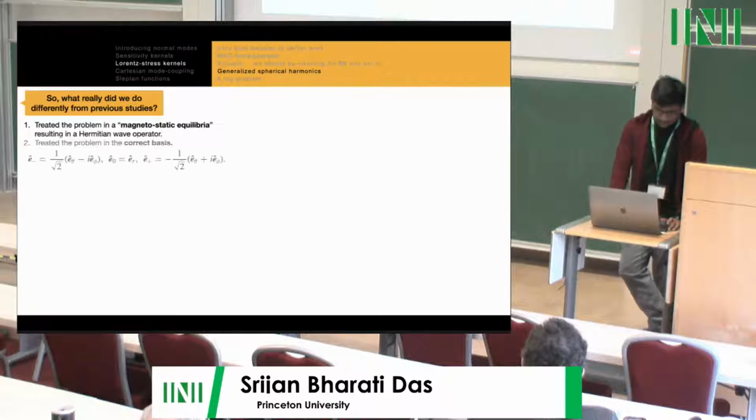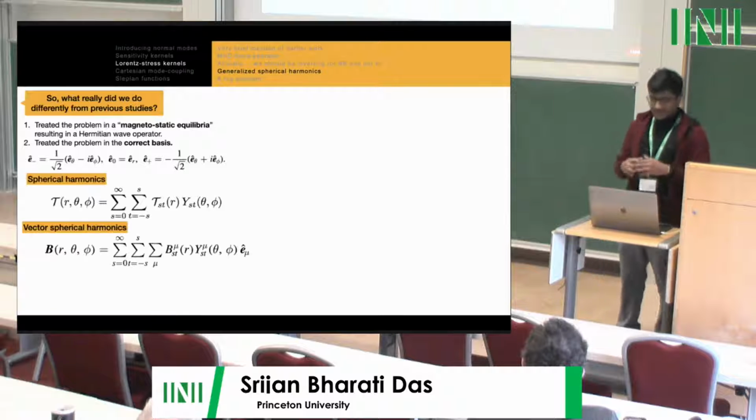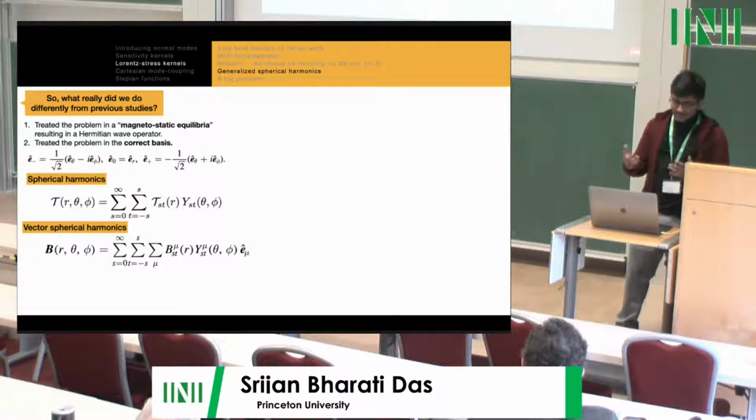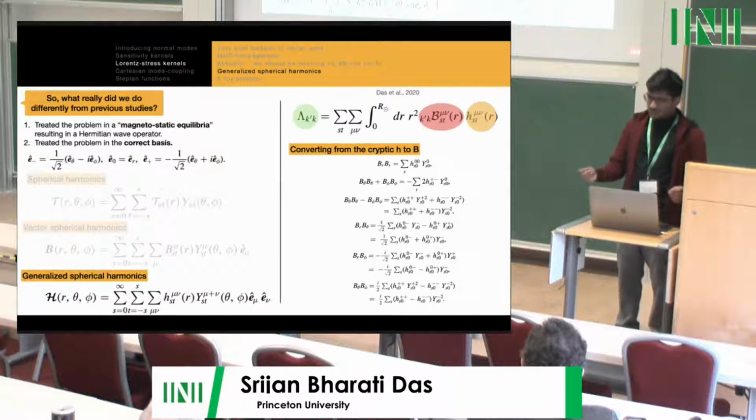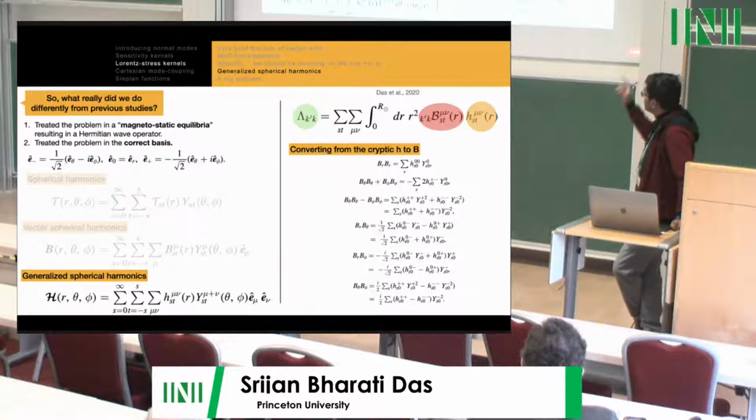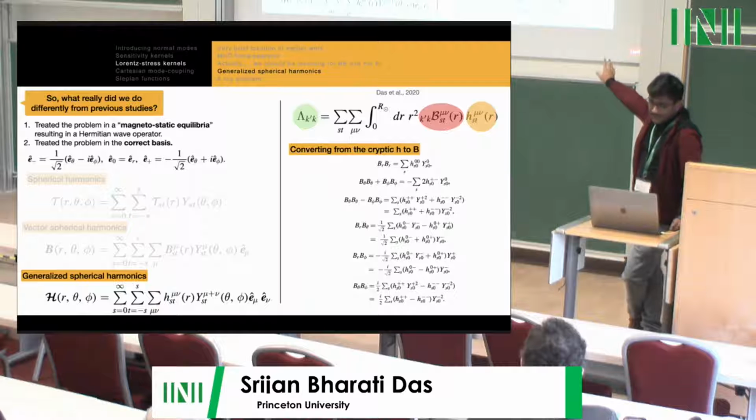A usual spherical harmonic is for decomposing a scalar on the surface of a sphere. A vector spherical harmonic is to decompose a vector. But now if you have a tensor, you of course need something which is slightly more sophisticated, and these are generalized spherical harmonics. And they have their own identities which make life very, very easy if you use them carefully.